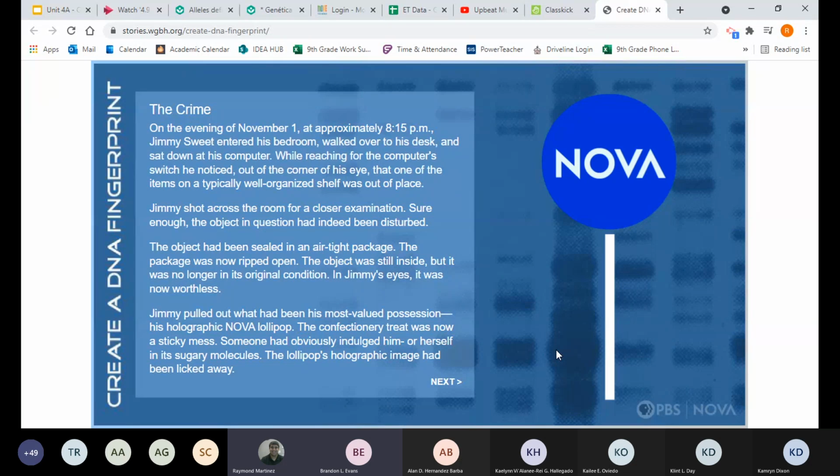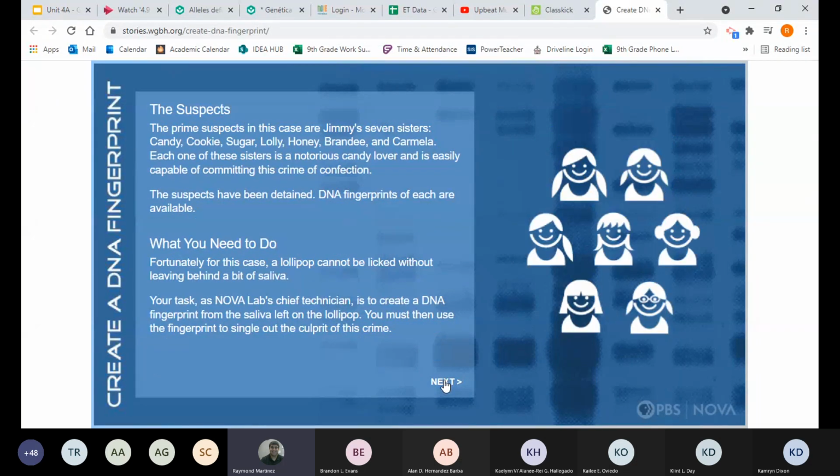Very good. Thank you so much, Brandon. So here's what happened. This guy's got a lollipop, somebody licked it. So it's not just blood, right? There's all sorts of different things that have our DNA. Your hair, your saliva. It's kind of gross to think about, but yeah, the stuff that goes in the toilet. All that stuff has remnants of your DNA in it and can be used as DNA forensic evidence. But we're keeping it easy. We're keeping it saliva. Can I get another volunteer to read the suspects for me?